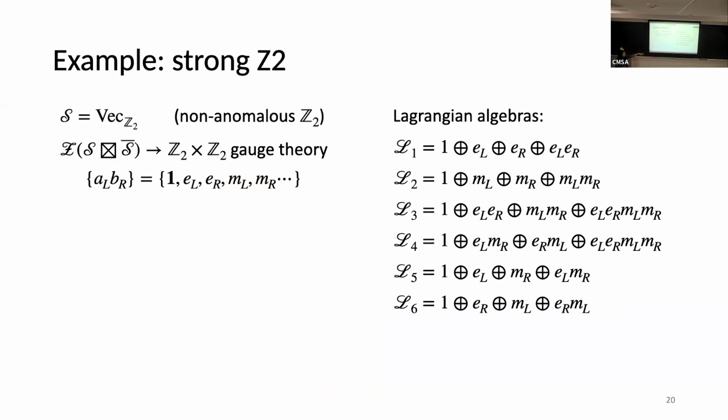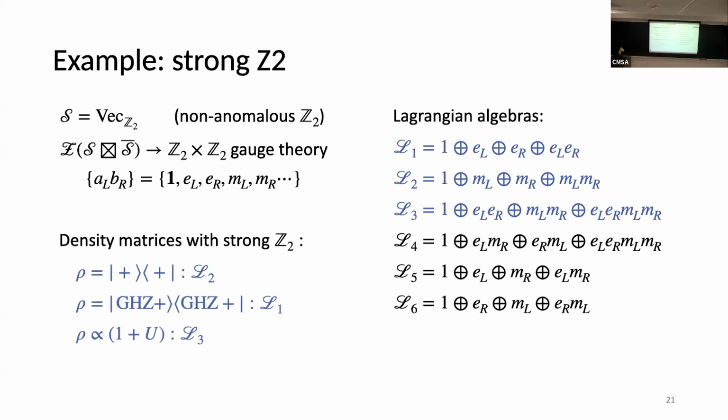And these on the right-hand side are all of the Lagrangian algebras. In this case, it's just abelian, so you can also just work with Lagrangian subgroups. And all these are just collections of anyons that have trivial mutual braiding, or are bosonic, etc. They describe gapped boundaries of the Z2 cross Z2 gauge theory.